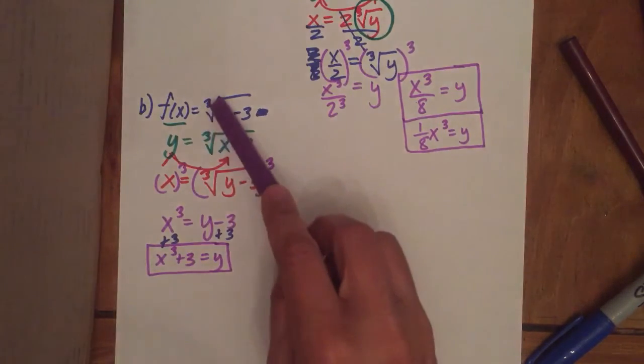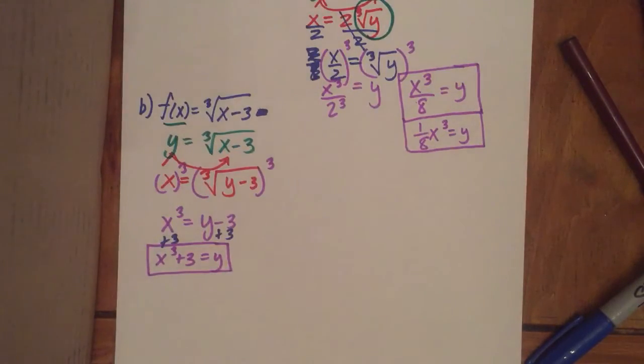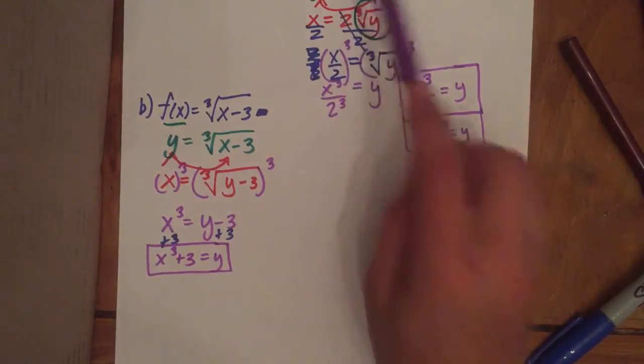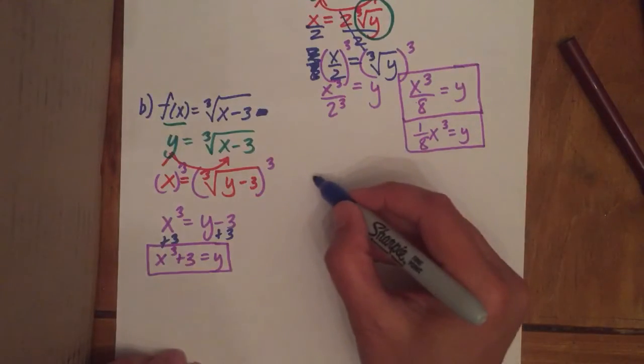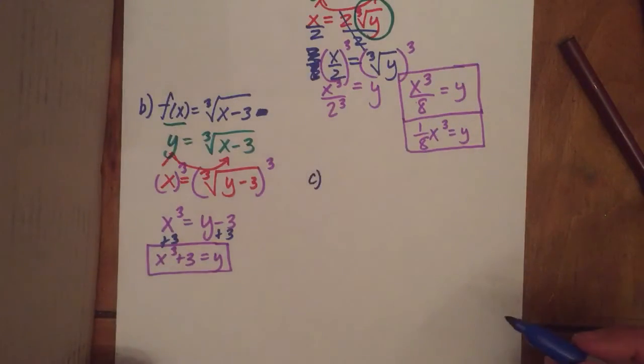Notice that the inverse of a cube root is a cubic. The inverse of a cube root is a cubic. And it's going to work that way all the time. So let's look at the final one. Let's look at C. And we'll do C here.